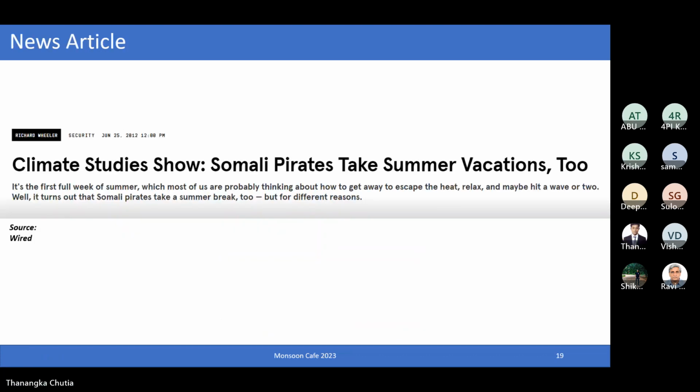Anyway, I was looking this up and I actually found a Wired article where they say climate studies show Somali pirates take summer vacations too. They say this is for a different reason, and we all know what the different reason is. It's the strong Somali jet.